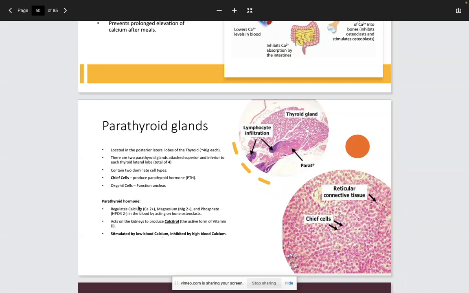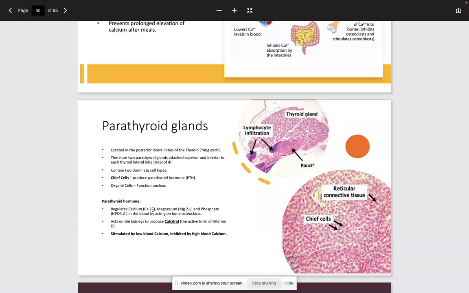The parathyroid glands are going to become activated, and they're going to act on the kidneys to produce calcitrol, which is going to be the active form of vitamin D. And they're going to regulate calcium by pulling it off of the bone, right? They're going to activate the osteoclasts, which are going to be responsible again for bone resorption. If you guys can remember that from Anatomy and Physiology 1.